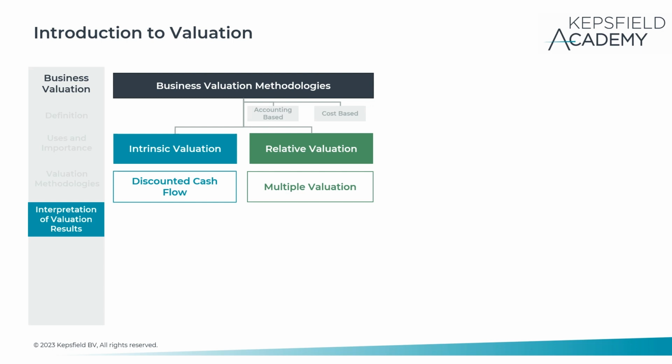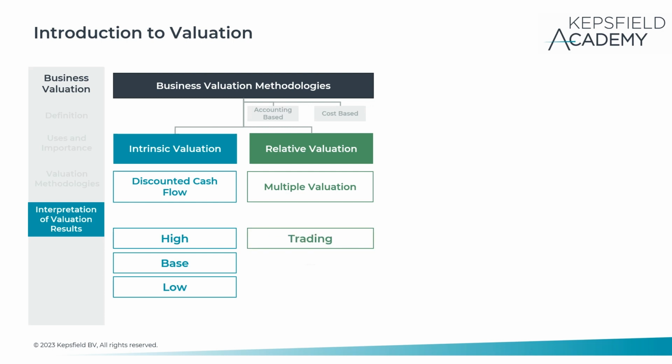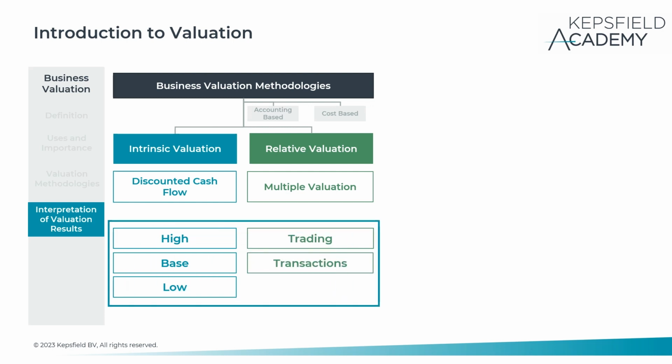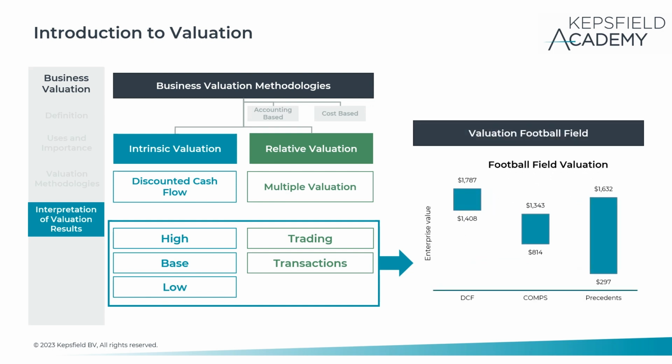Business valuation results can be subjective because they're based on assumptions about the future. To get a clearer picture of a company's value, it's a good idea to consider different scenarios and use different valuation methods. The findings can then be visually represented in a compelling chart known as a valuation football field, which facilitates easy comparison and summarization of different valuation technique outcomes.